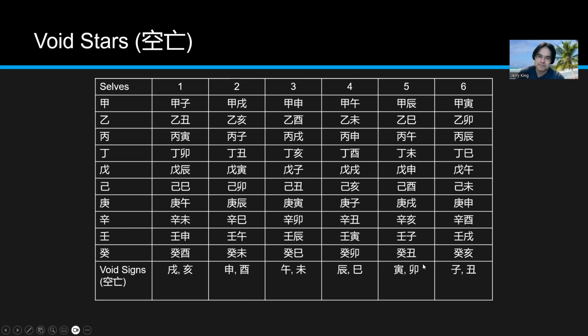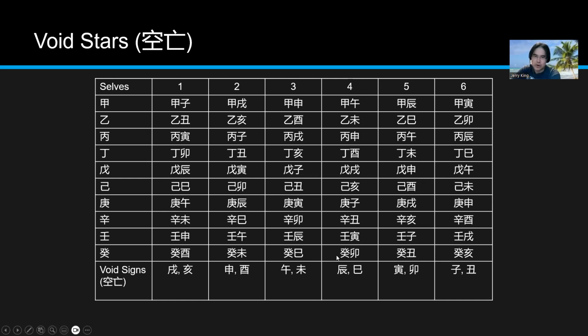But it depends on how you want to use the void and how you are calculating the void. Generally speaking, a lot of people would just use the day master to calculate the void. So for example, if you're born in the Ding Yo day, right here, column number 4, the Ding and the Yo, so the yin fire and the rooster, we would say that, okay, the dragon and the snake, so Chen Si are your void stars.